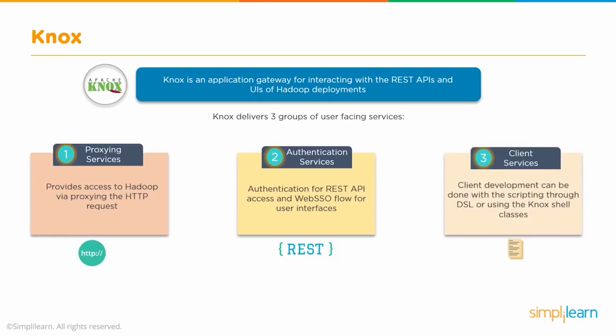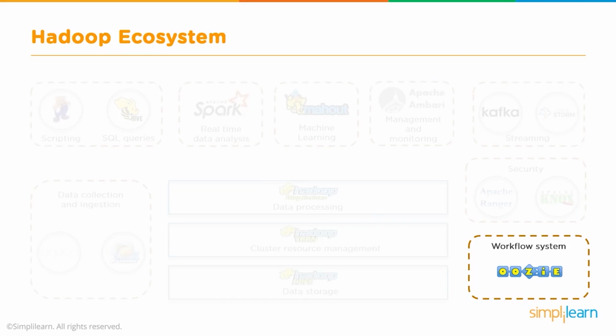Client development can be done with the scripting through DSL or using the Knox shell classes. So the first one is if you have a website coming in and out, your HTTP request. Again, your 3 different services are what's coming in and out of the Hadoop file system. So there's a couple of the security setups. Let's go ahead and take a look at workflow system, the Oozie.